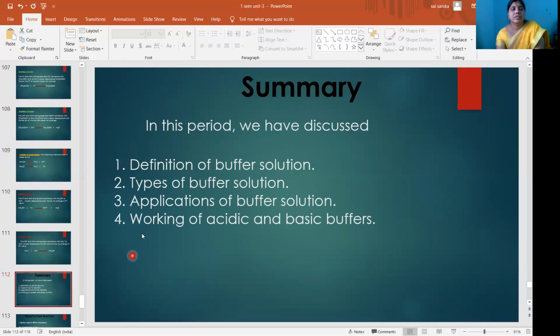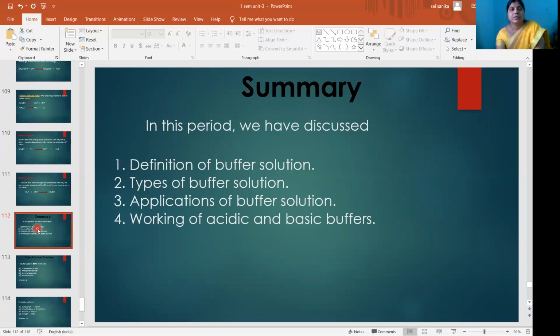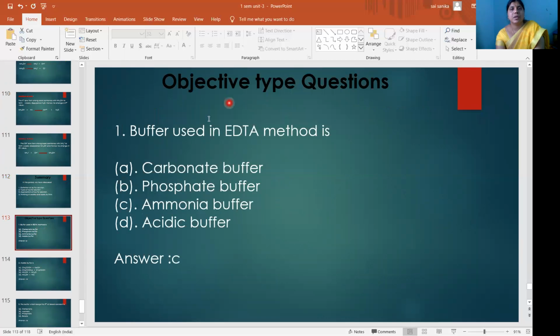Then come to the summary. What we have discussed in this period: the definition of buffer solution, types of buffer solution, applications of buffer solution, and working of acidic and basic buffer. Now we'll see the objective type questions. What type of objective questions can you expect from this topic?